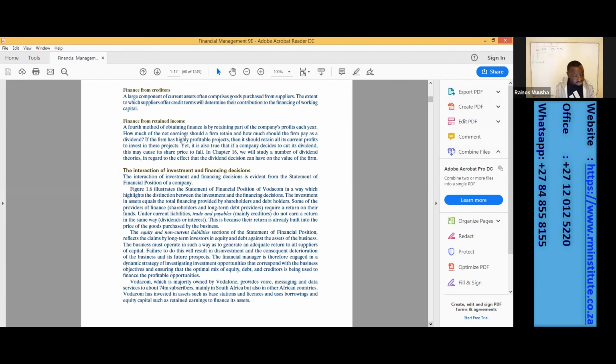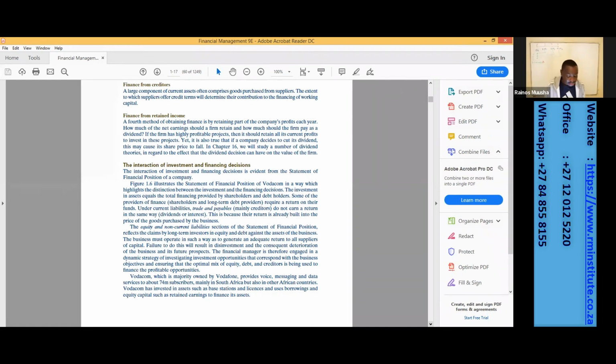Then if we have exhausted retained earnings, that's when we're going to be looking at what? At the issue of ordinary shares as well. So this is another financing source that we can also utilize to finance what? Projects, which is basically investment decisions, or the investments of the enterprise as well.